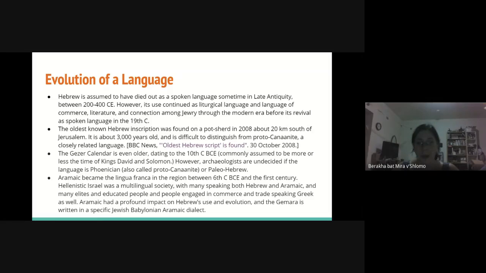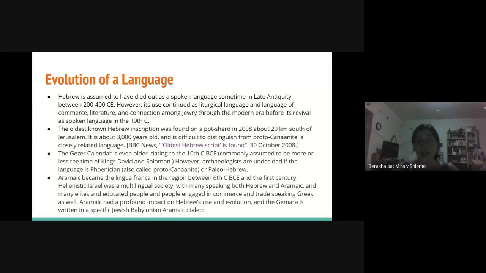Now, by about the 6th century BCE Aramaic becomes the lingua franca of the Eastern Mediterranean. This is the general international language of that region. And occupied Palestine is not at all an exception to the rule. So this became a very standard language in use alongside Hebrew. Hellenistic Israel, so first the Greeks and then the Romans, was a multilingual society. Many Jews in the area are speaking both Hebrew and Aramaic as their native tongues. Many elites, many educated people, folks involved in trade and commerce are also speaking Greek, which is very, very typical for the Eastern Roman Empire.